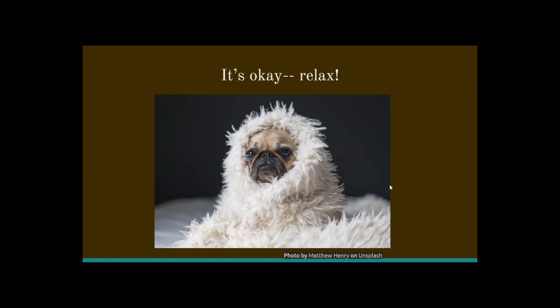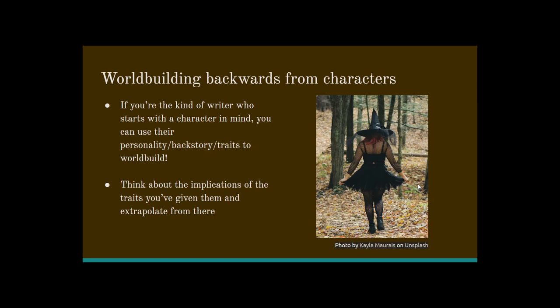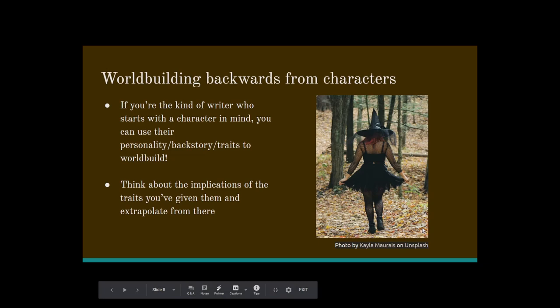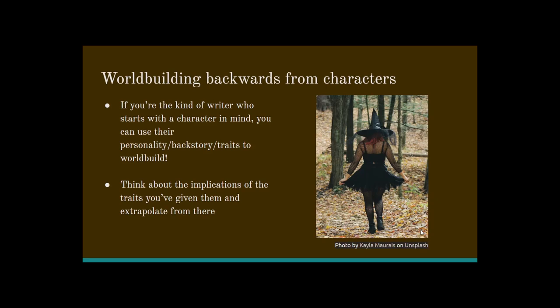So, if you're the kind of writer who tends to start with characters, if you get a person in your head and you're like, okay, I need to tell their story, you can use the character's personality and backstory and traits to world build. Say you've got a character who's a wizard. She dresses like a storybook witch with a pointy hat. She has a magic sword infused with star metal, and she has burn scars all up and down her right side because of a spell that went wrong.